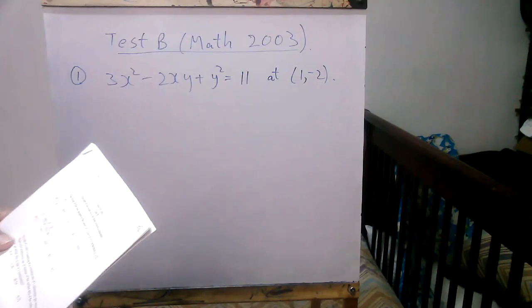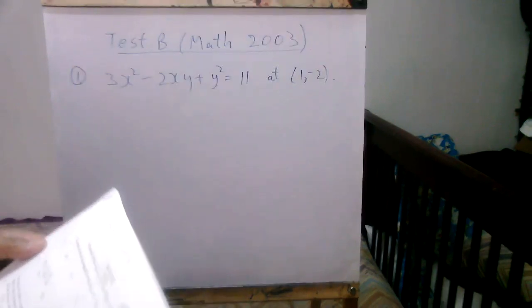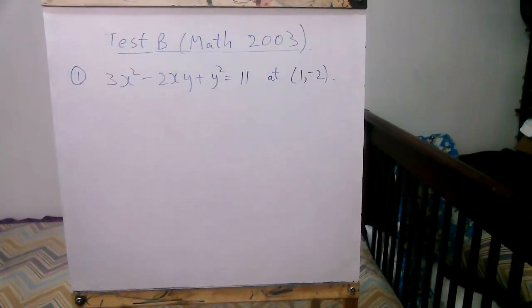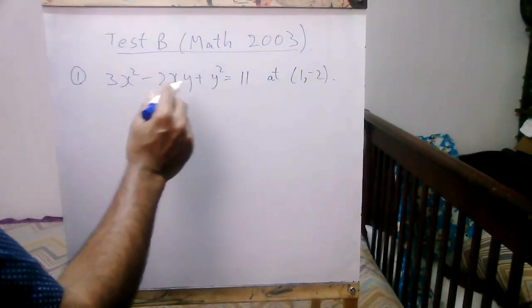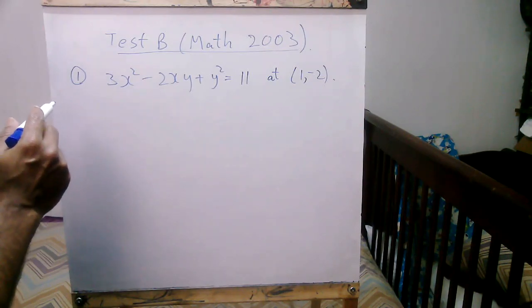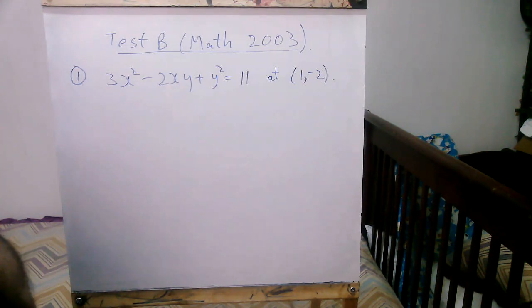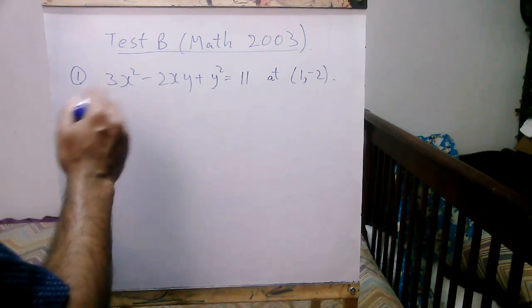First question. The slope of the line tangent to the curve 3x squared minus 2xy plus y squared equals 11 at the point (1, -2). This is the given equation. We want to find the slope of the line tangent to this curve at the point (1, -2).